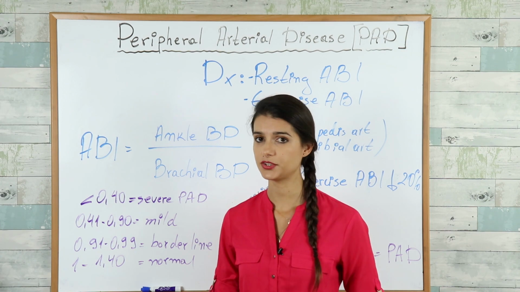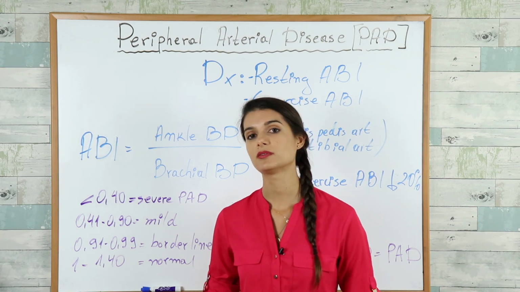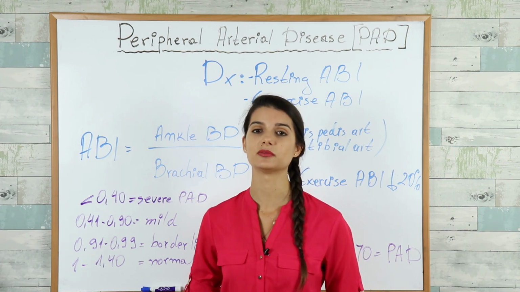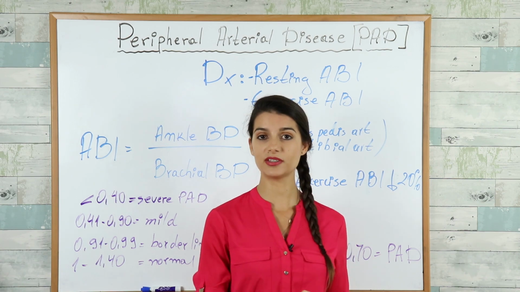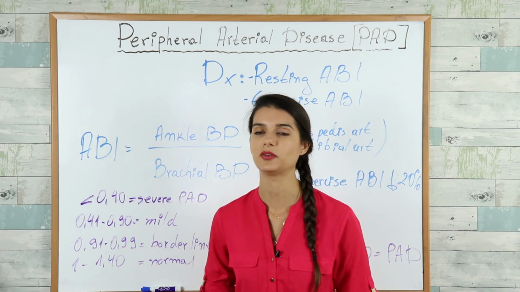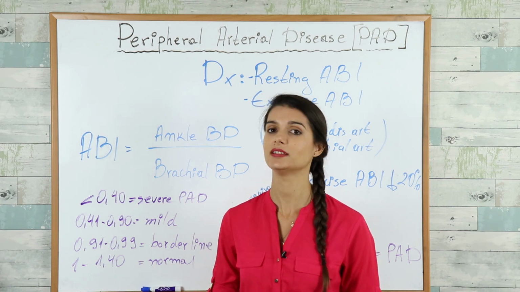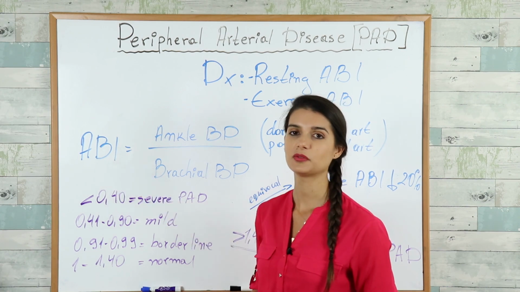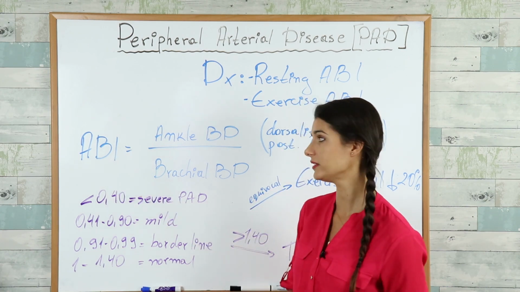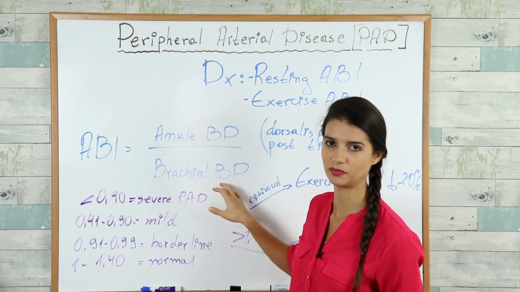If you have a patient in whom you suspect peripheral arterial disease, based on the risk factors he has and the signs and symptoms he's presenting with, which you can check out in the previous video on peripheral arterial disease where we discussed this extensively, you need one diagnostic test. This is called the ankle brachial index, ABI. It is a number you get when you divide the ankle blood pressure by the brachial blood pressure.